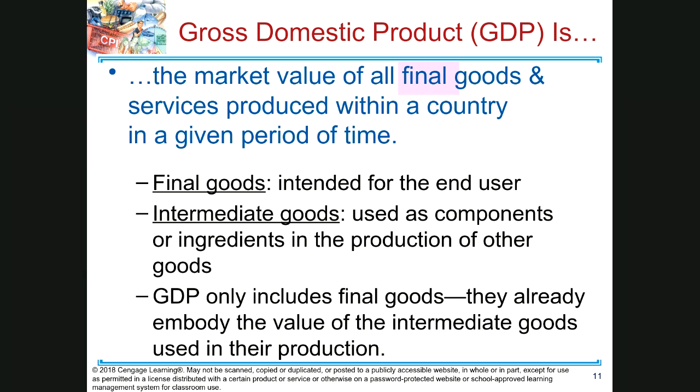Another important phrase here is final goods and services. Not the used ones. Remember, all the income, we can calculate GDP from the income approach, or we can calculate GDP from the expenditure approach, because of that identity.